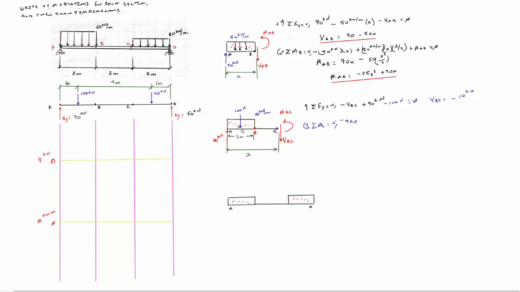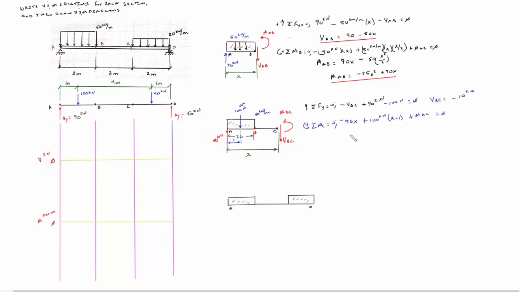And then I have this 100 kilonewton force acting right here, so that's going to be acting positively, but we're going to have 100 kilonewtons. And this distance, we know this distance is going to be 1. So that distance there then is going to be 100 kilonewtons times x minus 1. Okay? And then I've got my moment, which is going to be plus MBC. Alright? So that's going to equal to 0.